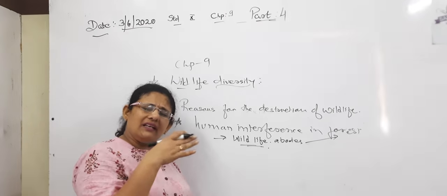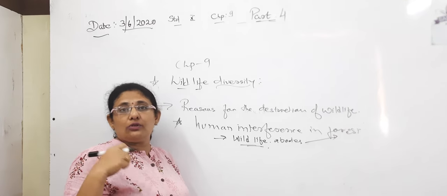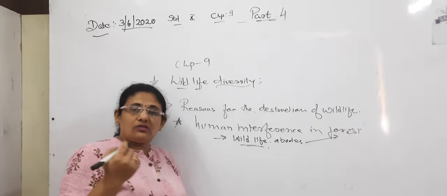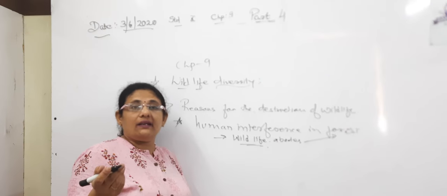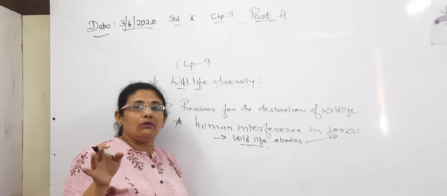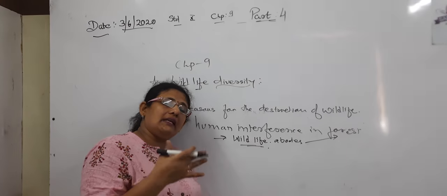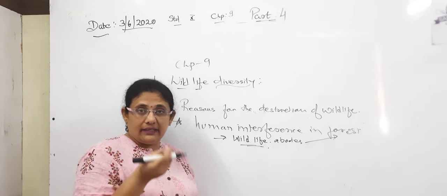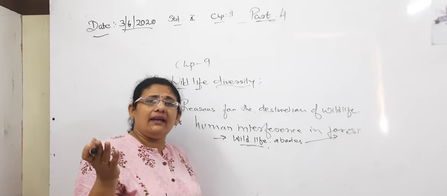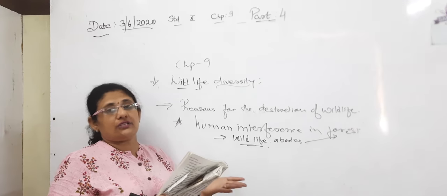So for many reasons, animals were killed for the purpose of humans' needs, or for satisfaction of human needs. All these things were happening until there was a ban. The government has already banned hunting, but still it is going on. And because of that, many animals were killed. Rhinos were killed for their horn, the one-horned rhino. So there are many reasons why these animals were killed in very large numbers.